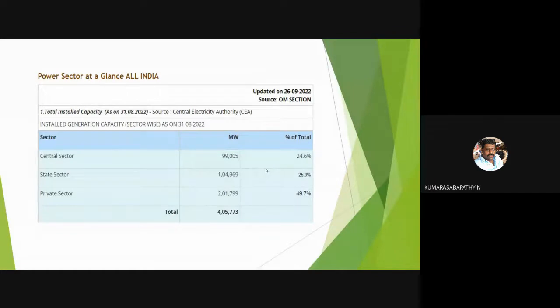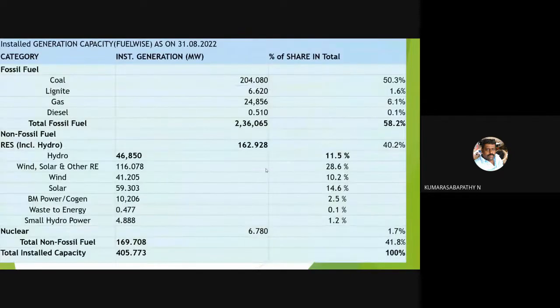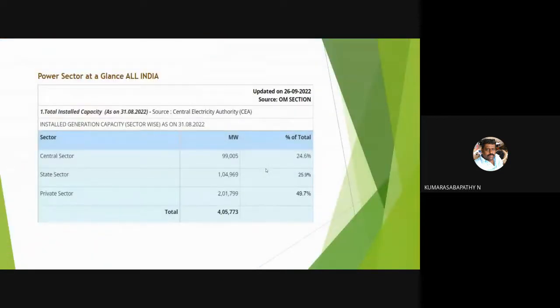Here power is one of the key sectors driving India's infrastructure growth. So it is essential for our country's power sector to meet plant capacity additions and further reduce pollution in our country. So we are moving towards renewable energy sources. Out of this is the contribution from the central sector, state sector, and private sector.